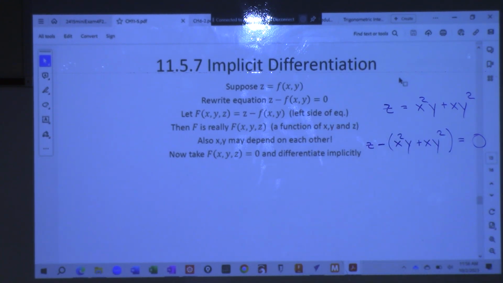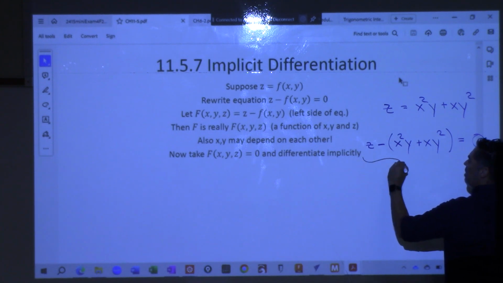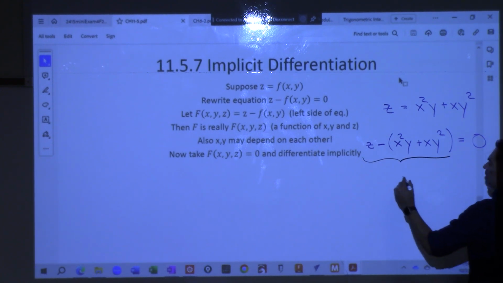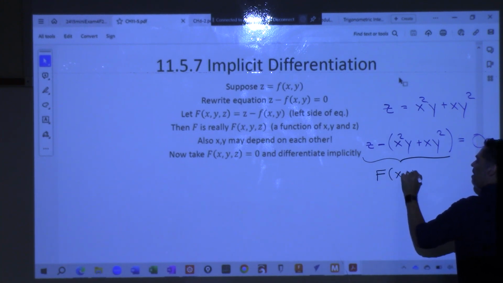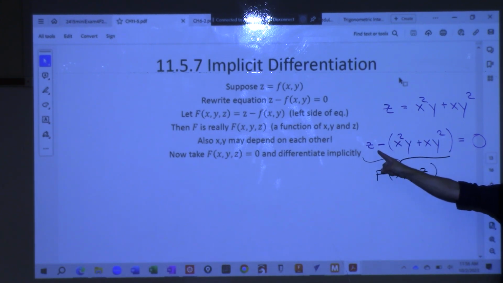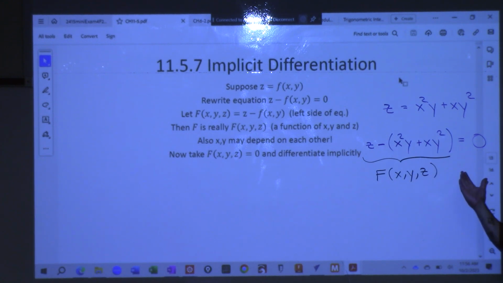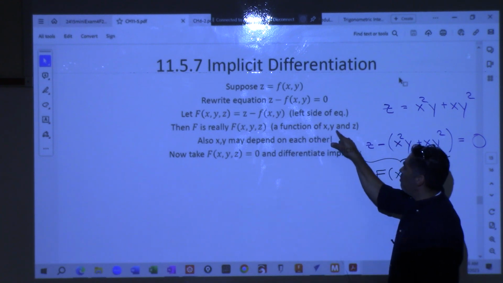Nothing wrong with that? Okay, and now from this, I'm going to take everything that's on the left-hand side, everything that's here, and I'm going to say to you, hey, look, do you all agree that that is some function capital F of 3 variables now? I could call the left side of that some function of 3 variables. It depends on z, depends on x, and depends on y. So capital F depends on 3 things. That's what this is saying here. So then capital F is really F of x, y, z, a function of x, y, and z.